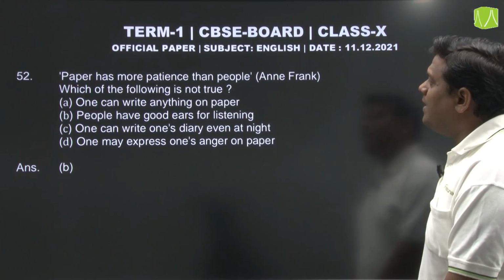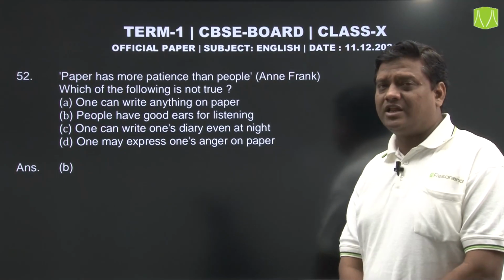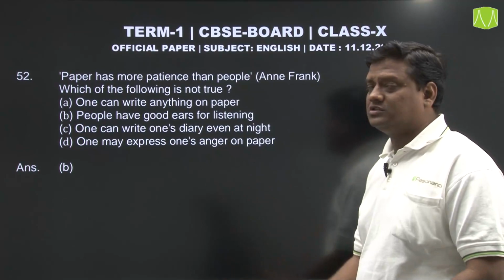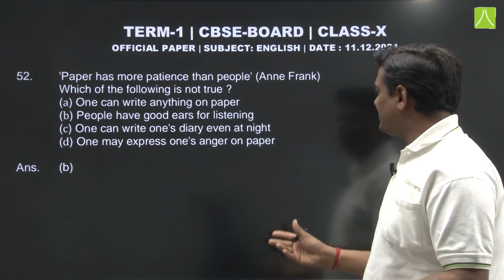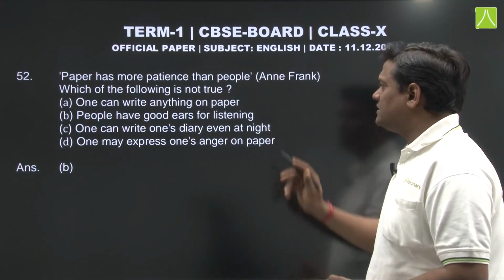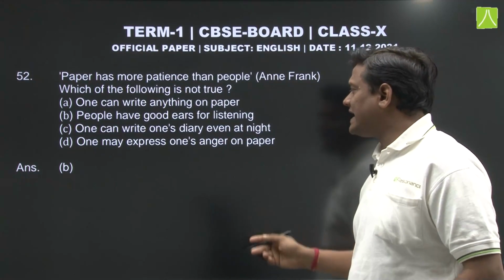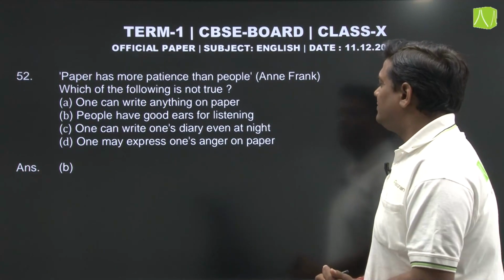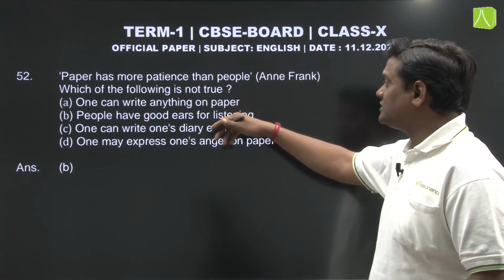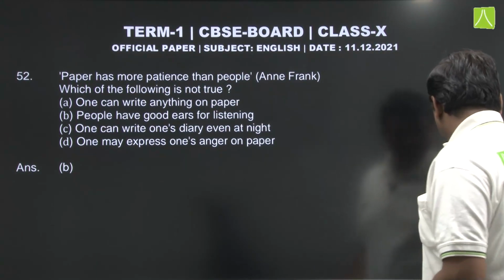Question number 52. Paper has more passions than people. It is from Diary of Anne Frank. Which of the following is not true? We are to find out the false one. One can write anything on paper, right? People have good ears for listening. No, this is false. One can write one's diary even at night, right? One may express one's anger on paper. That is also correct. But option B is false. People have good ears for listening. This is opposite to the statement paper has more passions than people. So option B is the right answer.